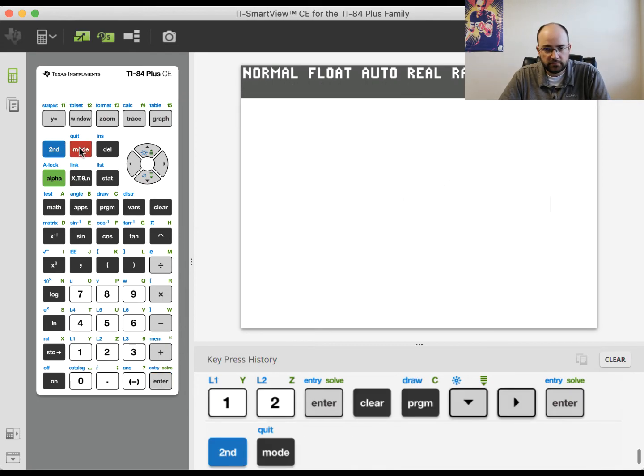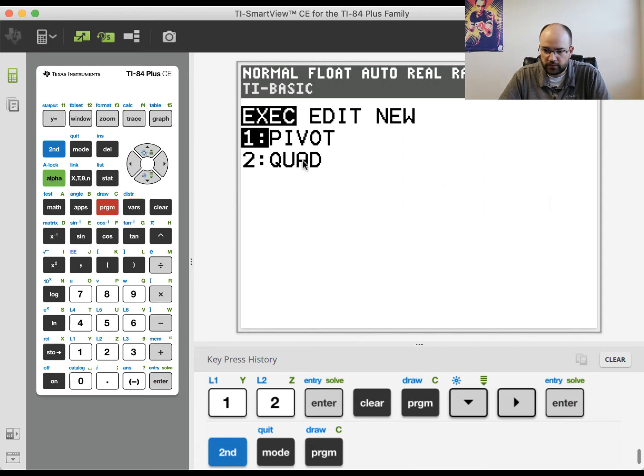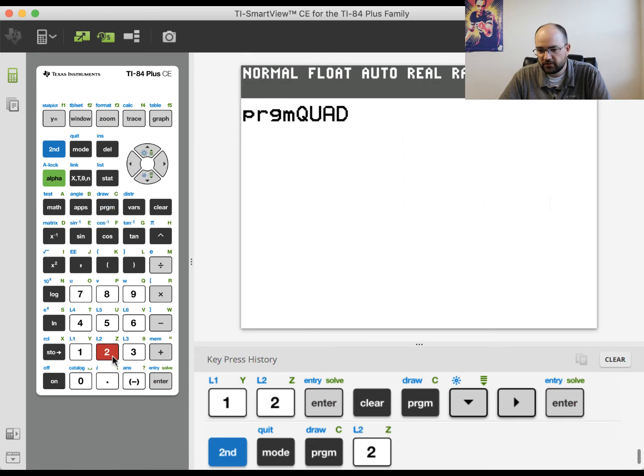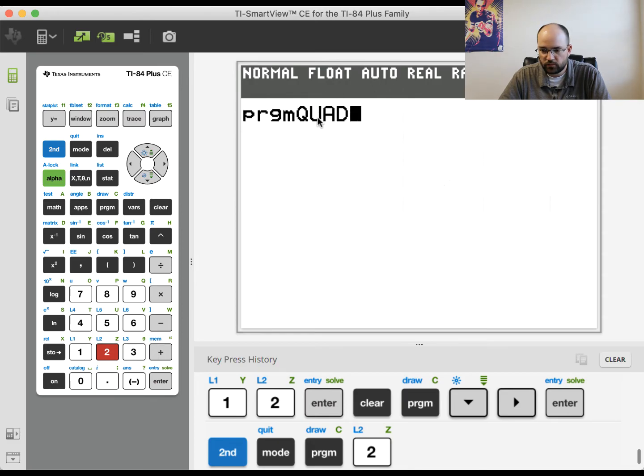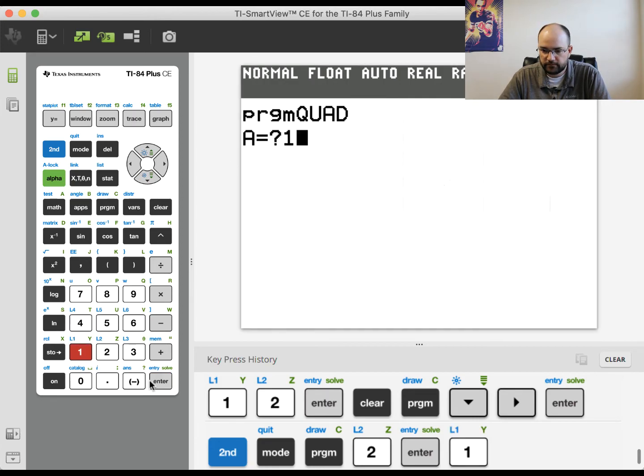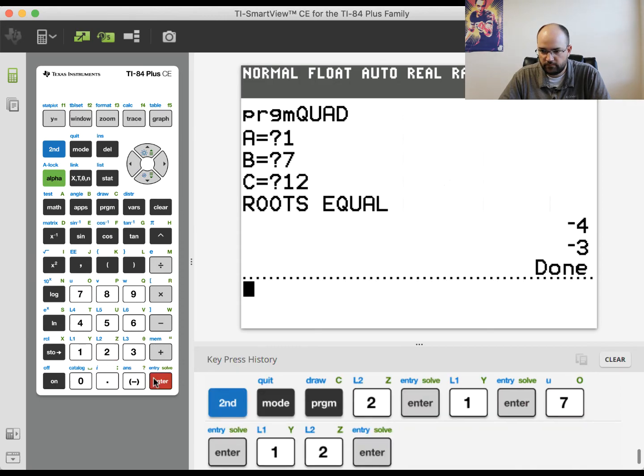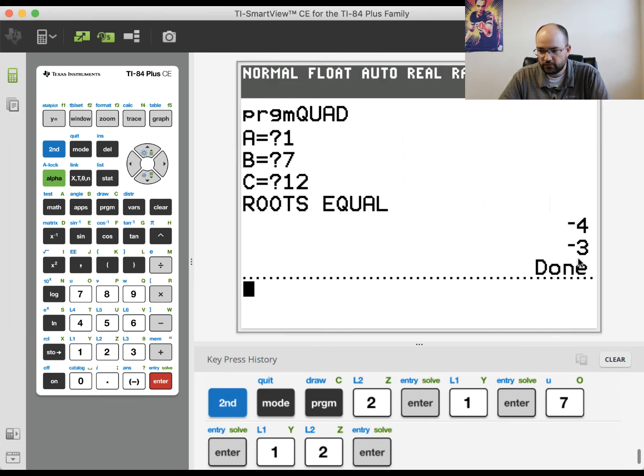Now, if it gives you an error, that means that your quadratic equation has no real roots, is what we call it. That means that your graph will never cross the x-axis. Otherwise, it should work. So if I go to program, on execute here, I want to execute the quadratic formula. I click on 2 for the second one that I have on there. It says program quad, click enter. A is asking us what's a. Well, we determined a was 1, enter. What's b? Well, b is 7, enter. And c is 12, enter. Now notice it says roots equal negative 4 and negative 3.